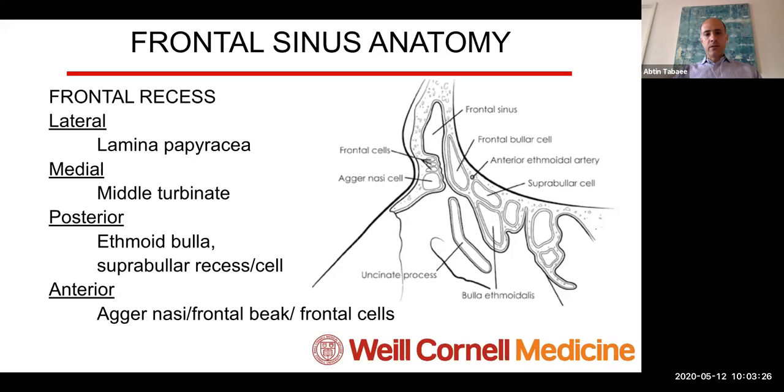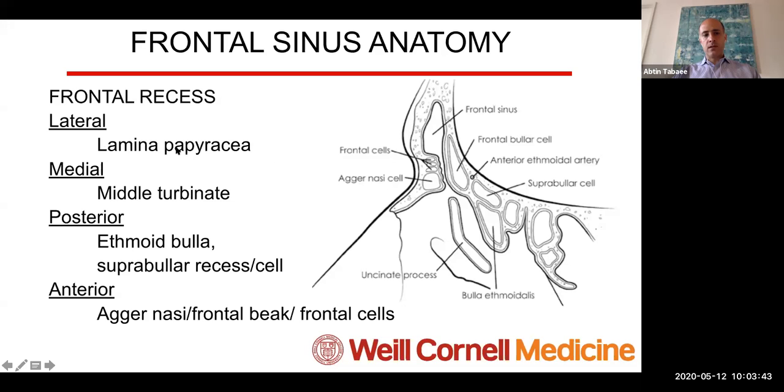In terms of looking at the recess, the sagittal view is the most useful because it comments on the anterior and posterior aspect of the frontal recess in terms of ethmoid cell development. This is also where our surgery is going to be focused. Important to point out, there's also a lateral and medial component of the frontal recess.